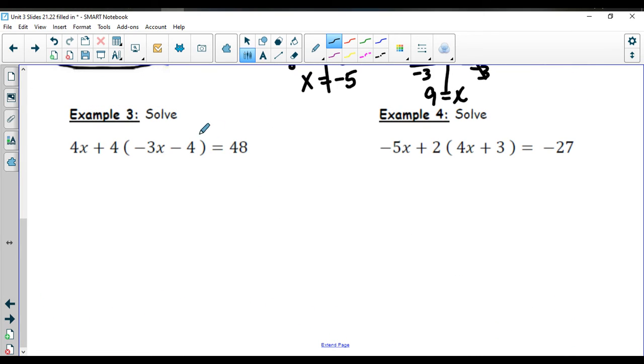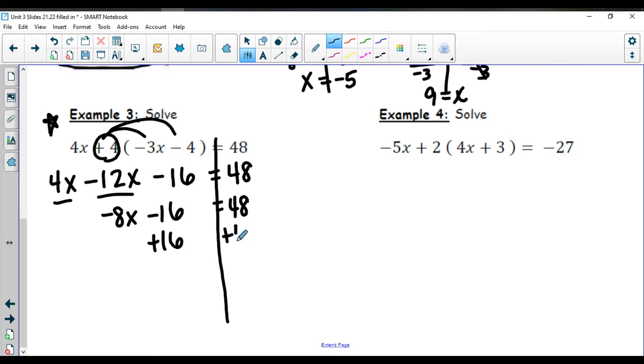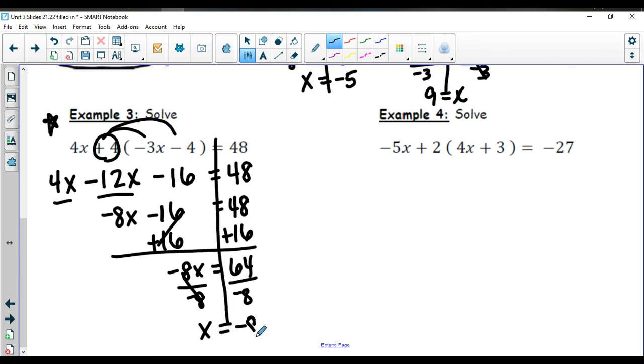In example number 3, I'm going to have you go ahead and do this one. You're going to distribute this 4 first, and then combine your like terms, and then add, subtract, and then multiply, divide. So I'm bringing down my 4x. You have a positive 4 times a negative 3x, and a positive 4 times a negative 4. Combining your like terms together is equal to 48. Add 16 to both sides. So negative 8x is going to be equal to 64. Divide through by negative 8, and you get x equals negative 8.